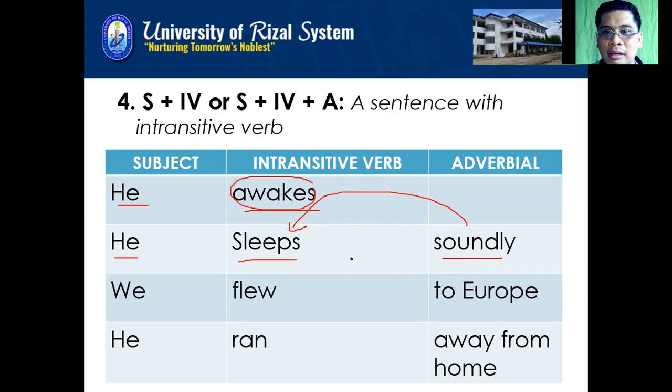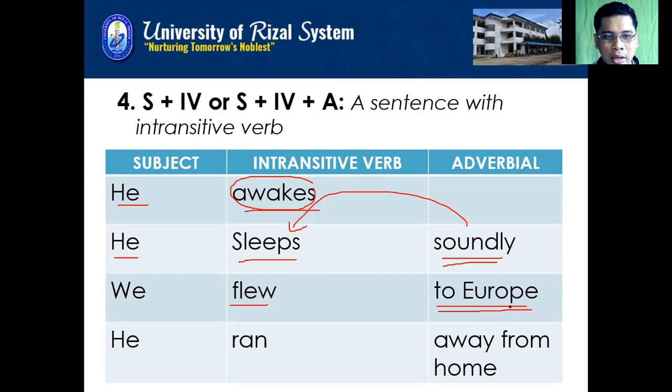If we're just going to test the sentence, we can formulate a question. How does he sleep? So we're describing the action sleep. He sleeps soundly. So you're describing the action sleeps. Now, we flew to Europe. We flew where? To Europe. Okay, it answers the question where, just like what I mentioned, that the adverbial should always answer the question where, when, how. So these are the questions that are commonly answered by the adverbial if you're going to test a word, if it's really adverbial or not.